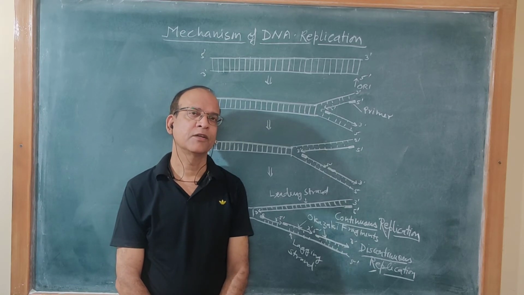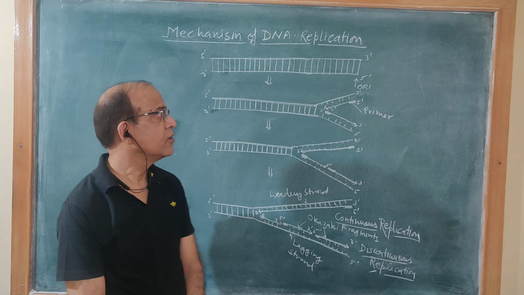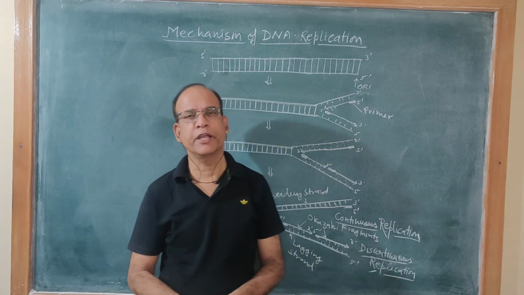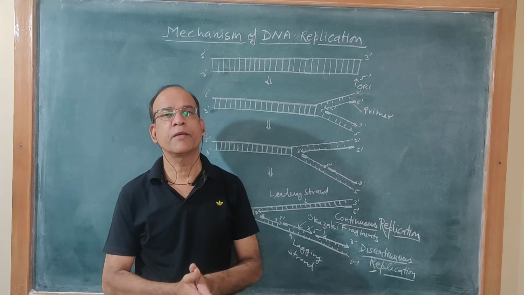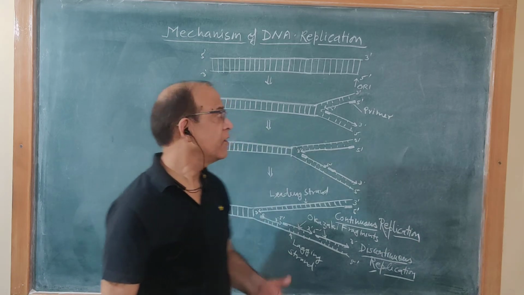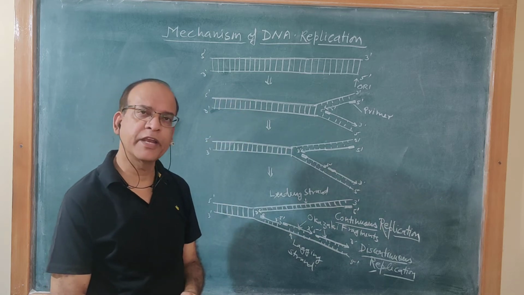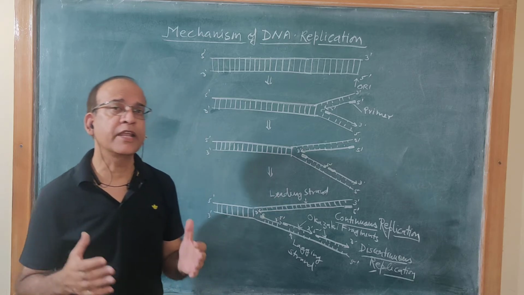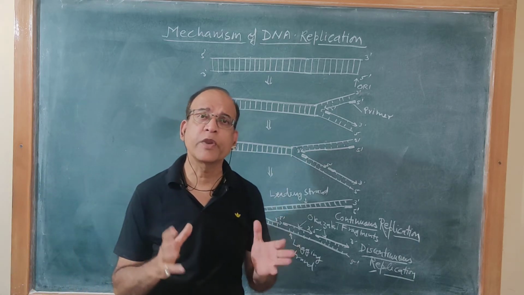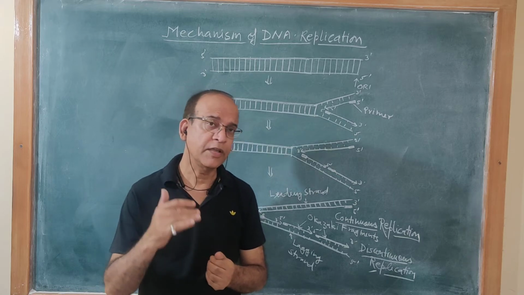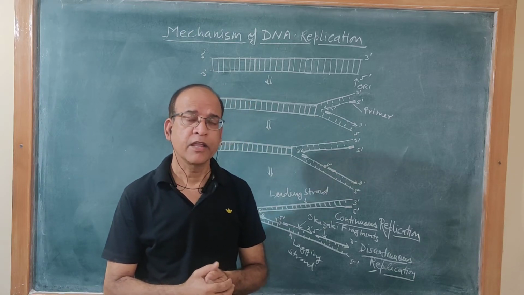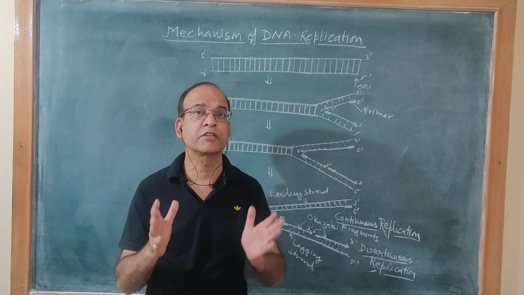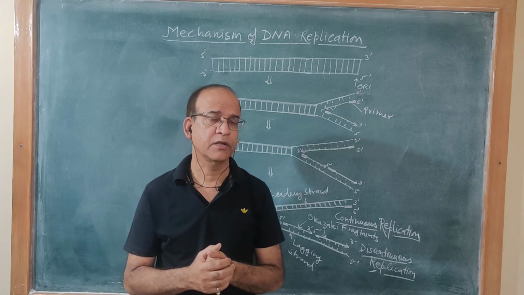Hello viewers. After the discussion of replication of DNA and experimental proof of replication of DNA, today I am here to explain what the mechanism of DNA replication is. You know that DNA replication is a very accurate process, because even a minor mistake in the replication of DNA may cause a large mutation, a very big mutation.